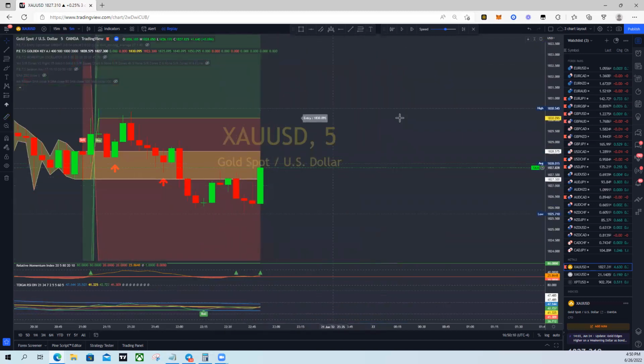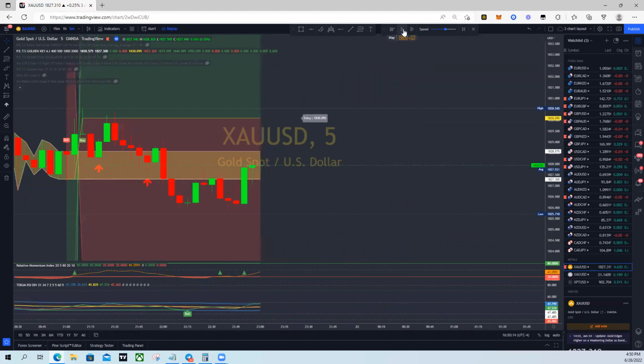Now you got to wait. Here's another trade setup. It's back into the zone. What is it going to do? Is it going to break below or above?